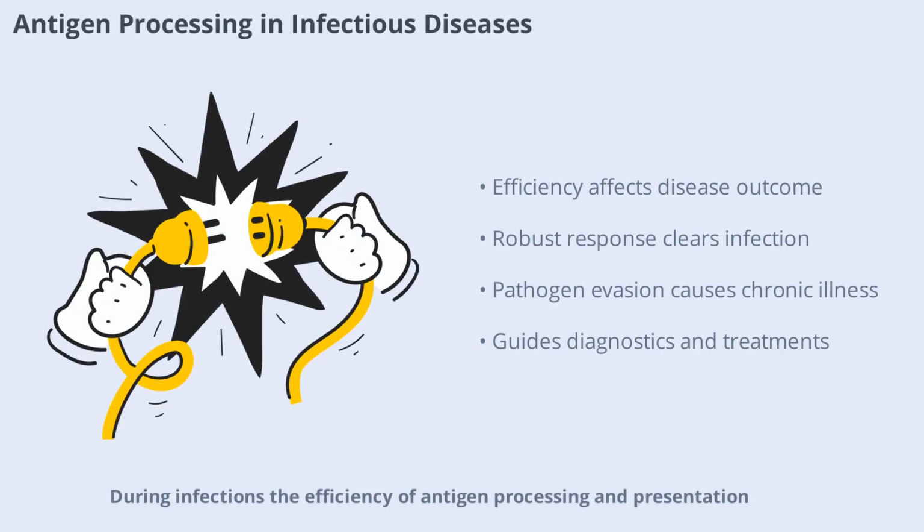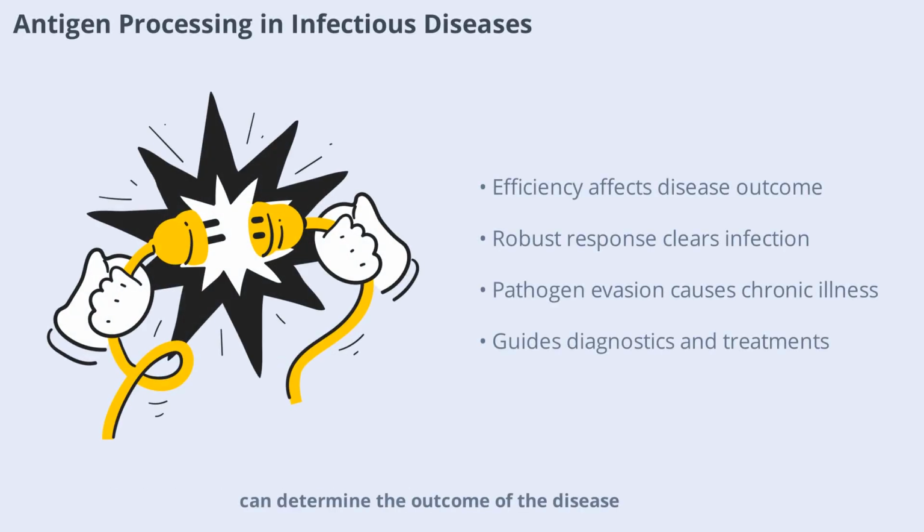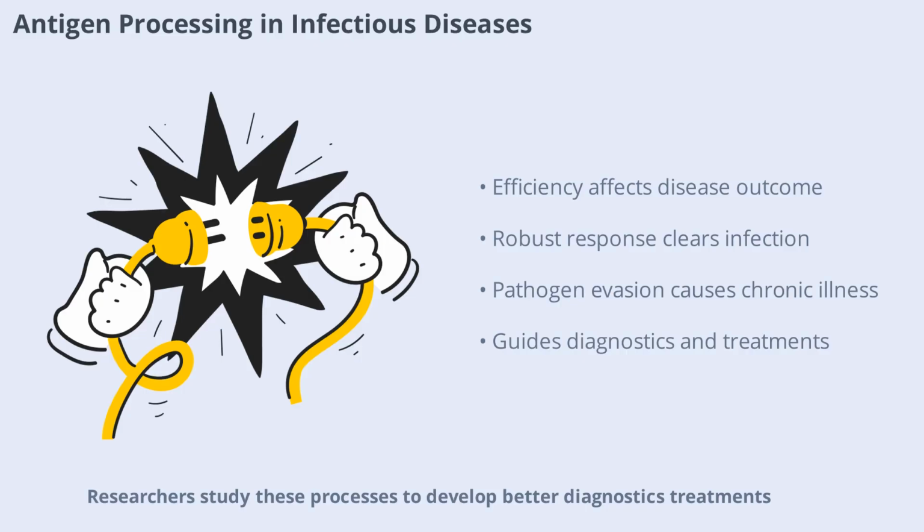During infections, the efficiency of antigen processing and presentation can determine the outcome of the disease. A robust response can clear the infection, while evasion by the pathogen can lead to chronic illness. Researchers study these processes to develop better diagnostics, treatments, and preventive strategies for infectious diseases.